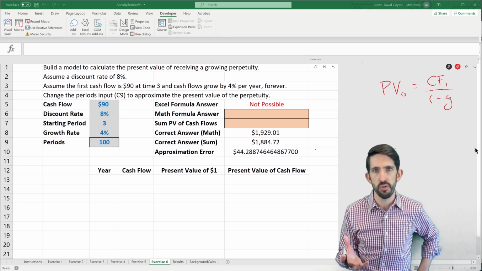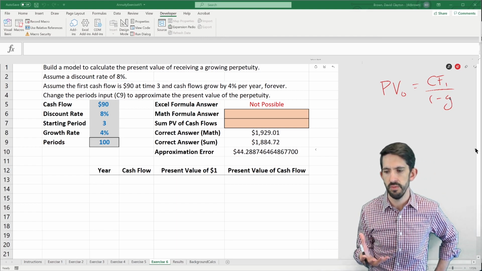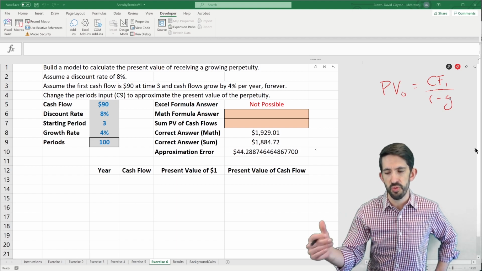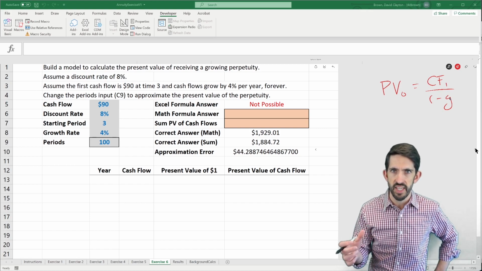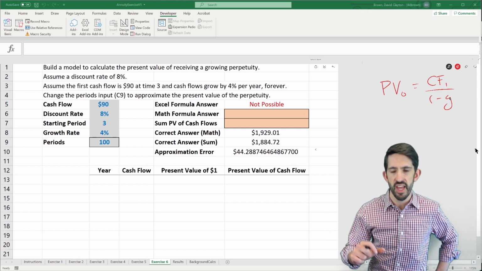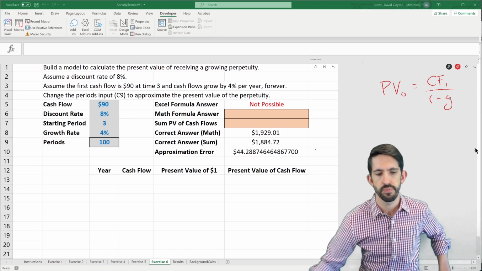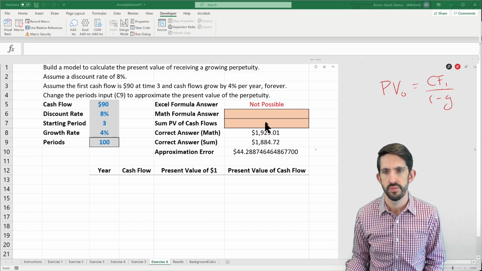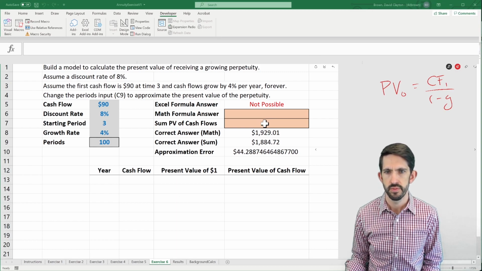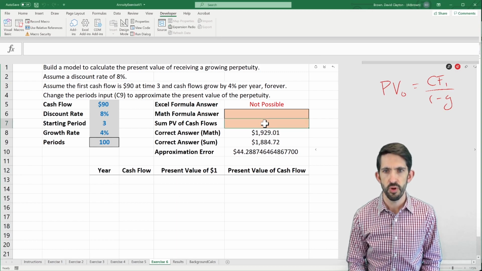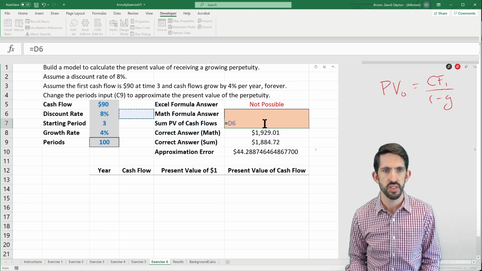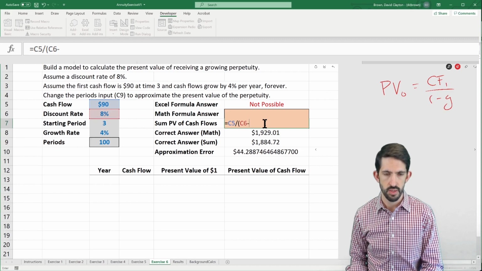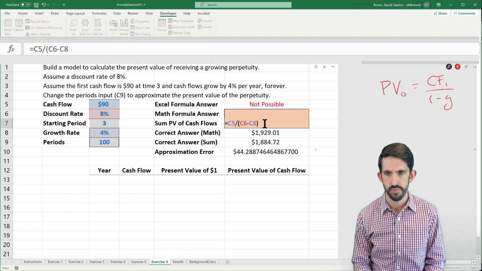If you don't have a growth rate, that's okay. That G can be 0. In this case, we do have a growth rate. So you subtract the growth rate from the R and take that amount, use that to divide the cash flow, and that'll give you the present value. All right, so let's go ahead and first try that formula. So let's come over here. We're going to do our formula as equals cash flow divided by R minus G.